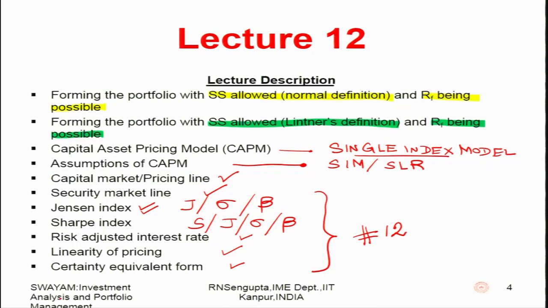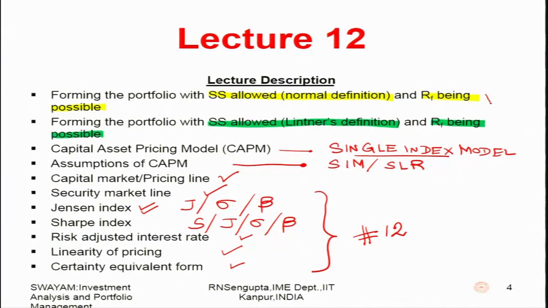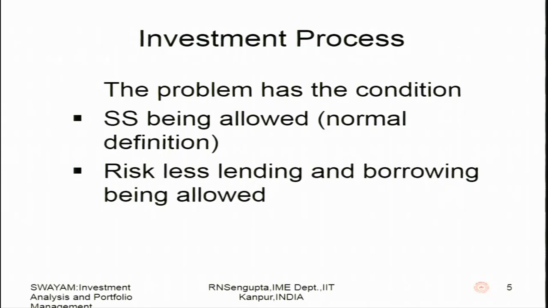So, first let us consider in all its details the first bullet point, where short selling is allowed, normal definition, along with RF or small rf, whatever it is, and the second point being short selling allowed in the Lintner's definition along with RF being considered, where rather than capital RF we can also consider small rf. So, we start the discussion in all earnestness and detail.